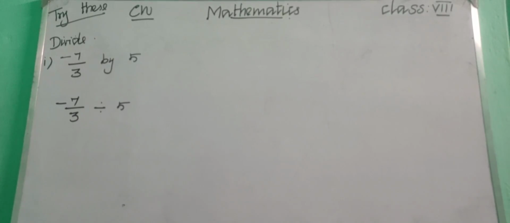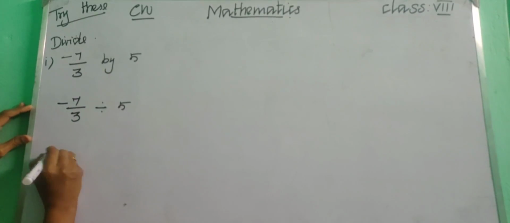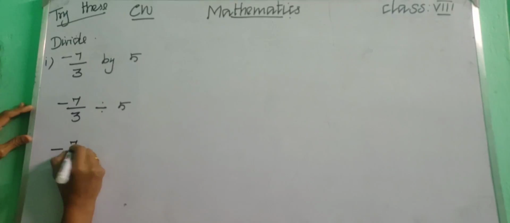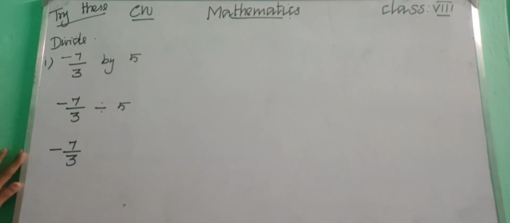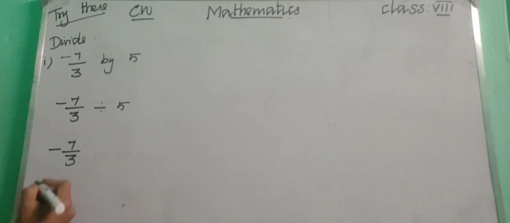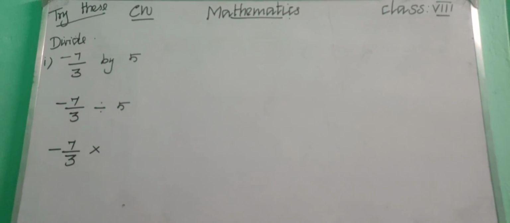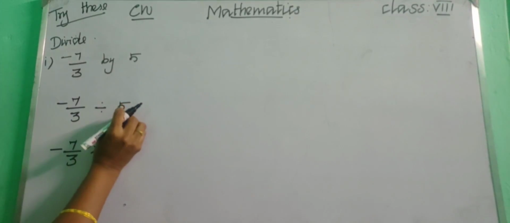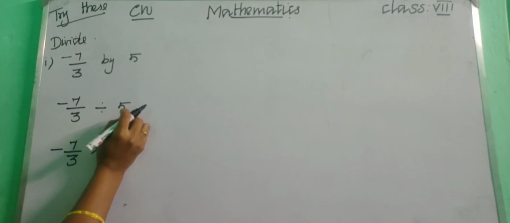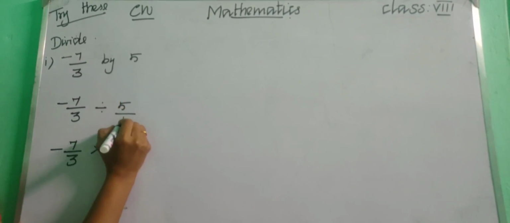Okay. And what is the next step we need to do? So first of all, we need to write the first rational number as it is in the question. Okay. So minus 7 upon 3. Okay. And then we need to change the divide symbol into multiplication, that is into. Okay. So just put into, and after that we need to take the reciprocal for the second rational number. So children, so what is the reciprocal of 5? 5 means 5 upon 1, right?